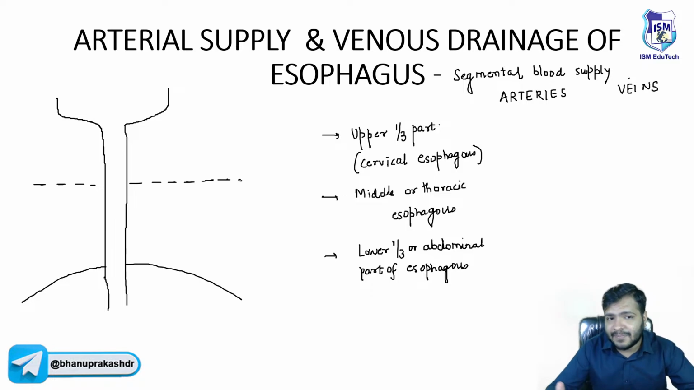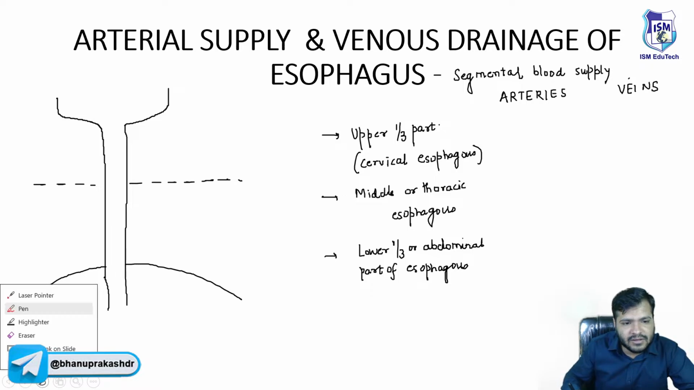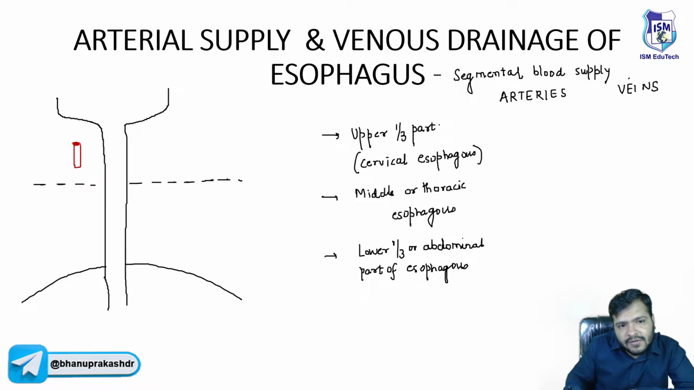Inferior thyroid artery is a branch of... Let me draw this inferior thyroid artery over here. Yes, it is a branch of subclavian. Subclavian, very good. Varun, Garima. So this inferior thyroid artery will supply the cervical part of the esophagus.